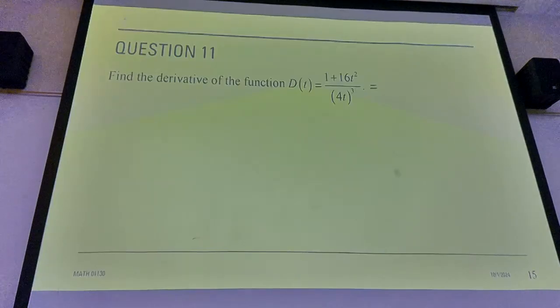Same kind of idea. What's 4 cubed? Let's see, 4... Rewrite it. 1/64 t to the minus 3 plus a quarter t. Now that will allow you to take its derivative using power rule, sum rule, and constant multiple.